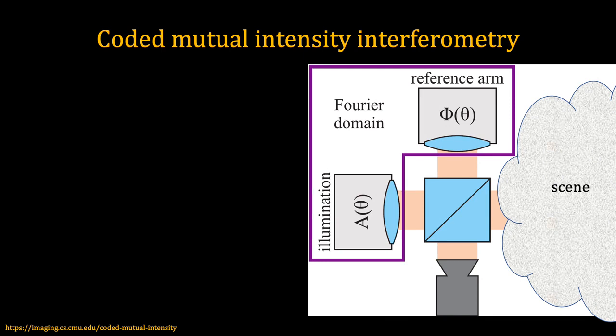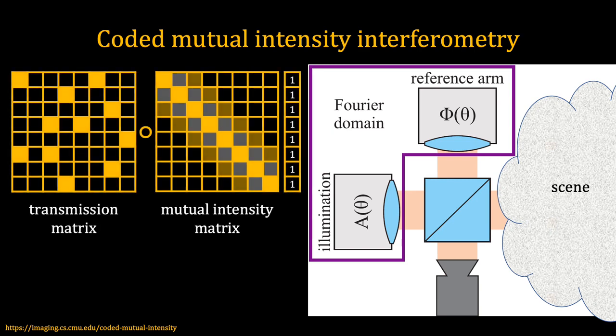To achieve this, we built a modified version of a Michelson interferometer as shown on the right. This modification allows us to inject light with arbitrarily coded mutual intensity inside the scene. We can then probe transmission matrices with the mutual intensity matrices described above interferometrically.